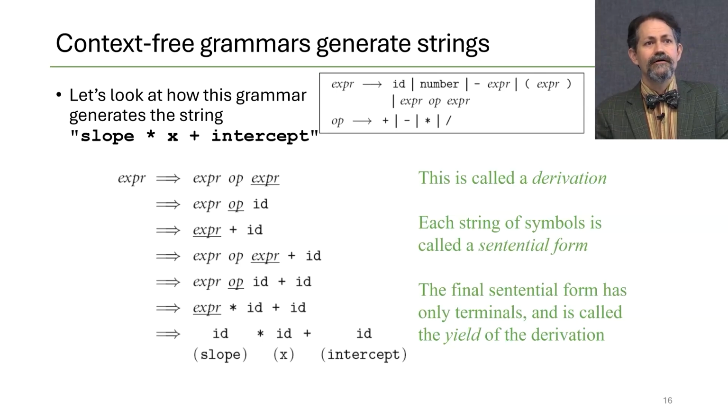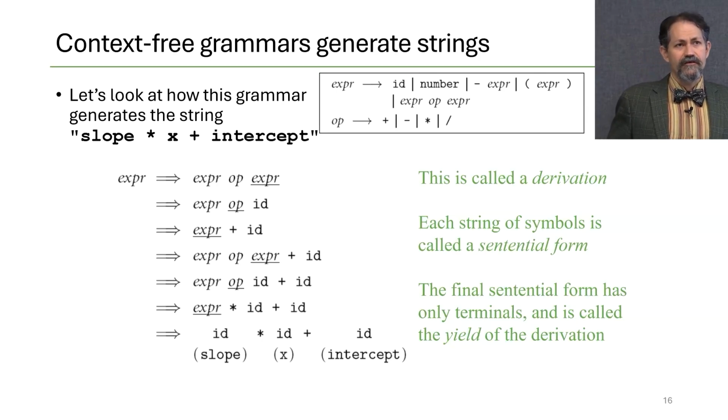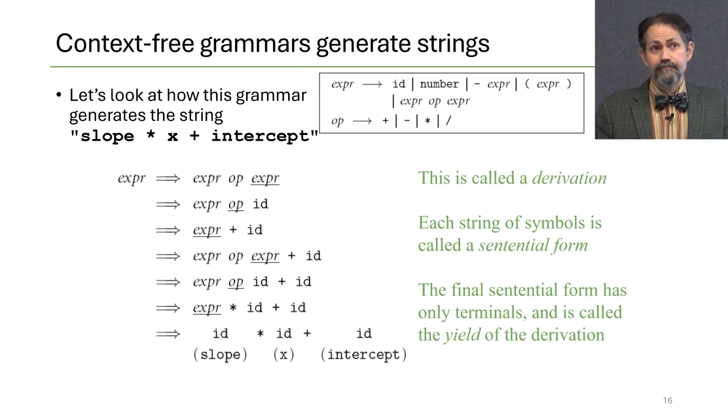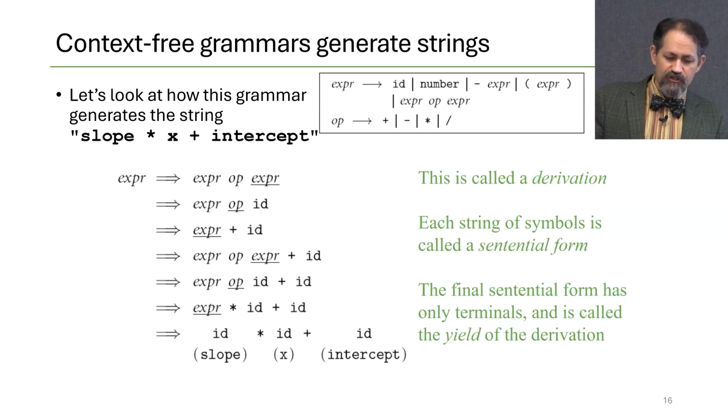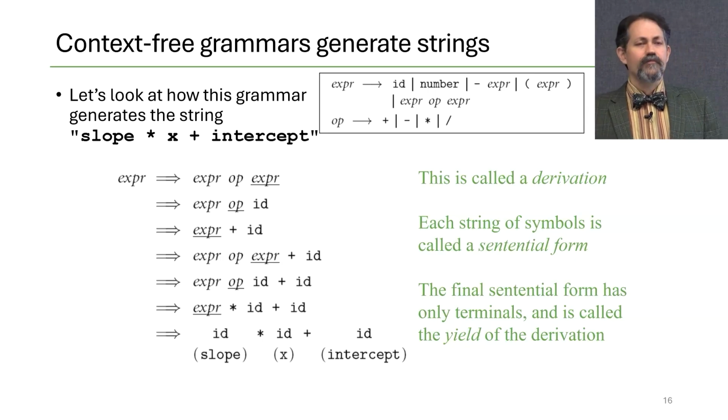And so then we'll refine the expr into an ID, which will be x. We'll refine the op into times, and we'll finally refine the first expr into an ID. And now we have ID times ID plus ID, okay? Now these are all identifiers. It turns out they're going to be different identifiers. In practice, one will be slope, the next one will be x, the next one will be intercept.